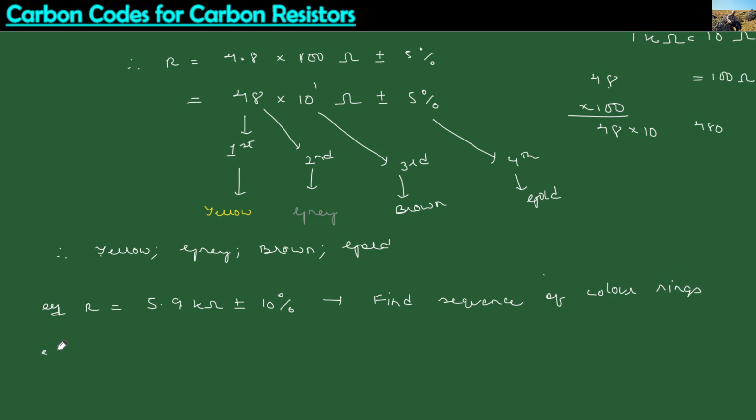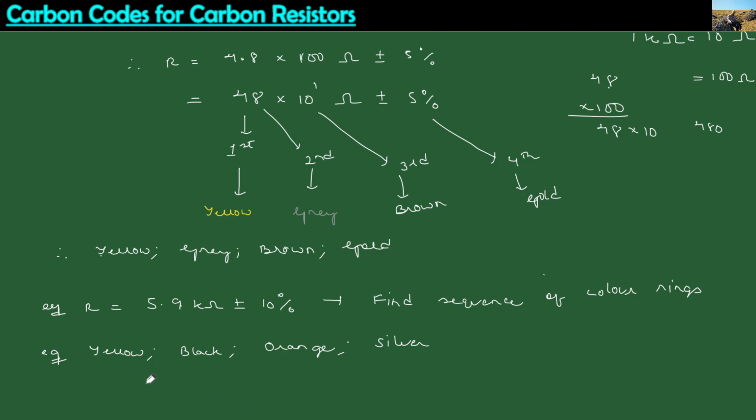Then another example: suppose I give you in terms of the color bands. First you will have yellow, second color is black, third color will be orange, and the fourth color, suppose, will be silver.